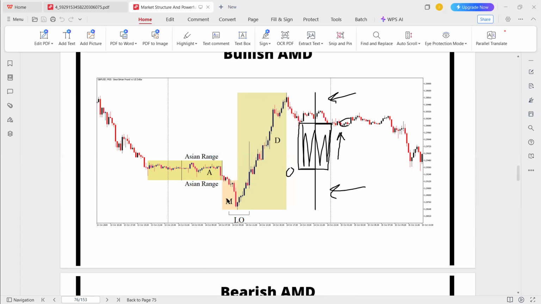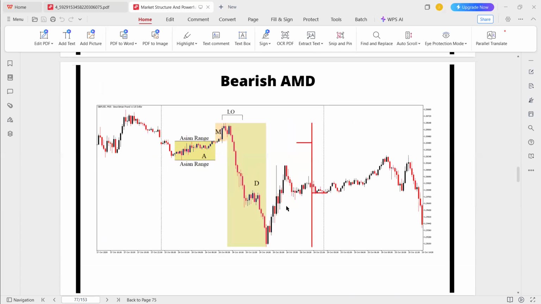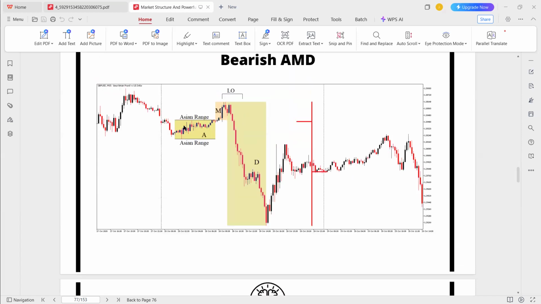All right. Then bearish AMD, simply the opposite. We won't waste much time speaking on this, but you can check your Asian range, consolidation. The dealer fakes out buyers to start buying. Then the price just melts all the way. Then it retraces back into the range.